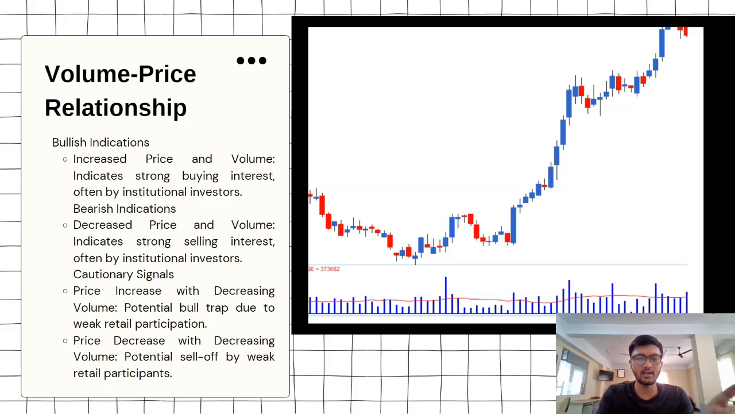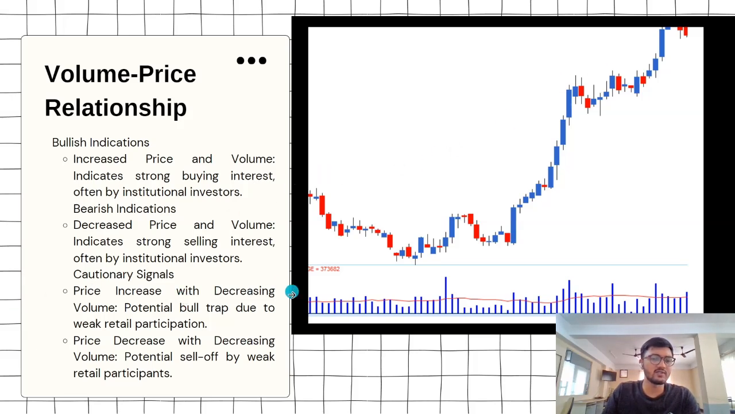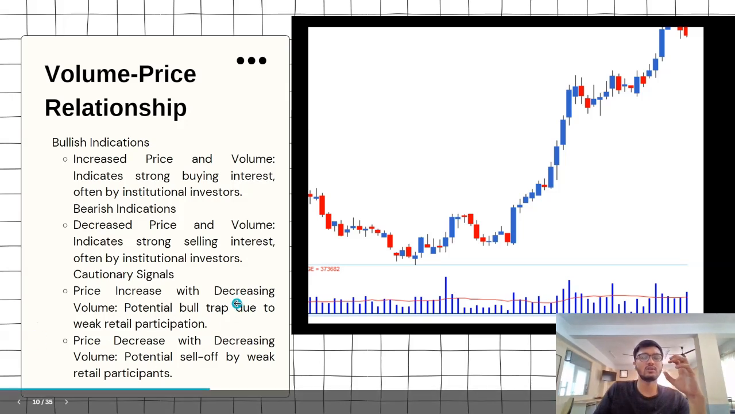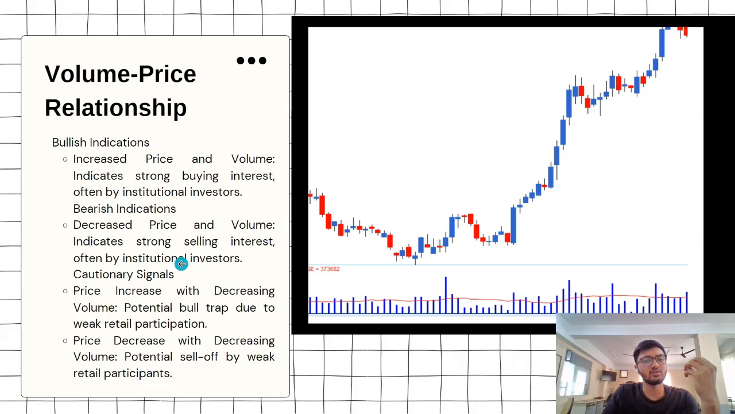You can rely on multiple indicators, or on one or two simple indicators, but at the end of the day, volume is one indicator that you should look at, because it does matter how many people are participating in a move. If the number of people is significantly high, the trend momentum will be very good, and you can make good profits out of a particular trend. Price increases with decreasing volume will be a potential bull trap due to weak retail participation. So there are kinds of traps that you can get into.